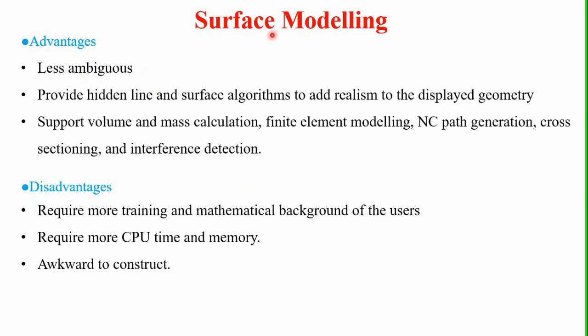Then it is less ambiguous. Surface modeling is less ambiguous. It provides hidden line and surface algorithms to add realism to the displayed geometry. We can say the surfaces are used to define the boundary of this object or model. So it adds some realism to the object or geometry that we define or design here. Then it supports volume and mass calculation, finite element modeling, NC path generation, and cross sectioning or intersection of the geometry is possible in surface modeling.